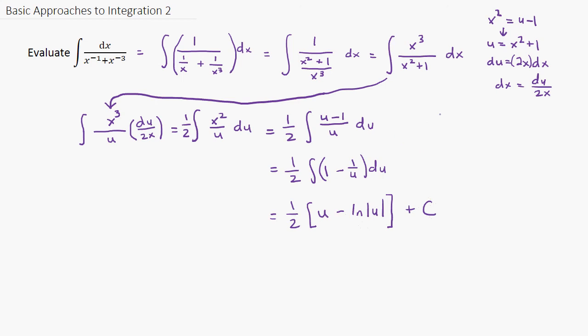And then now we plug back in this expression for u. So this is equal to 1/2 of x squared plus 1 minus the natural log of the absolute value of x squared plus 1, plus a constant.